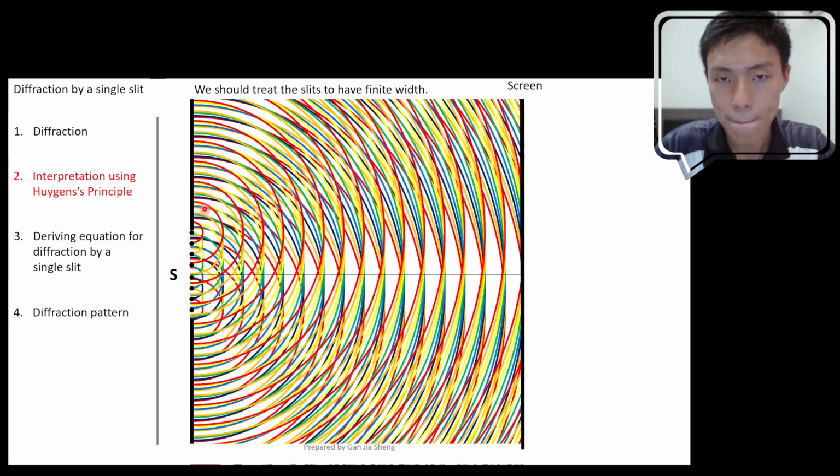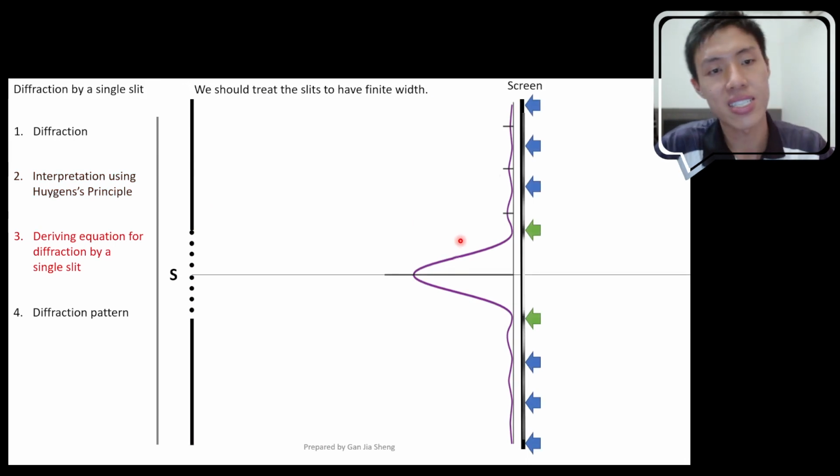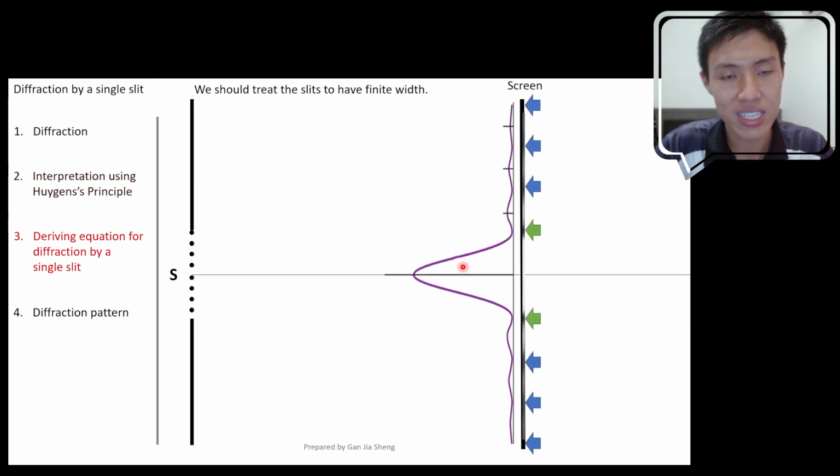If you place a screen over here, the kind of pattern that you will observe is something like this. This is the pattern that you'll observe on a screen if there's a single slit with a finite width. But in the next video, I'll be talking about how we are going to analyze where we find the dark fringes, the minima, and where we find the bright fringes. So I will leave that to the next video.